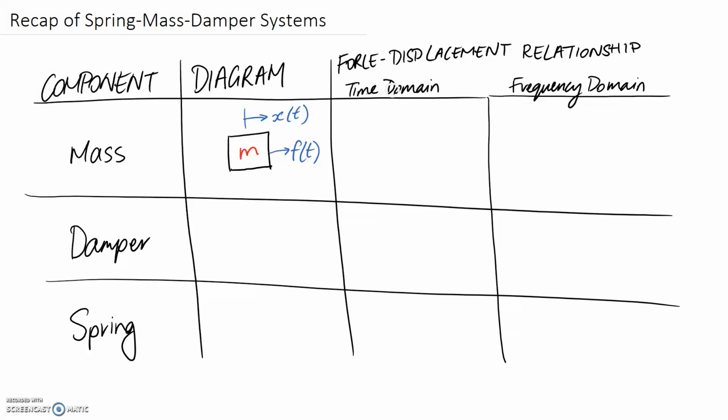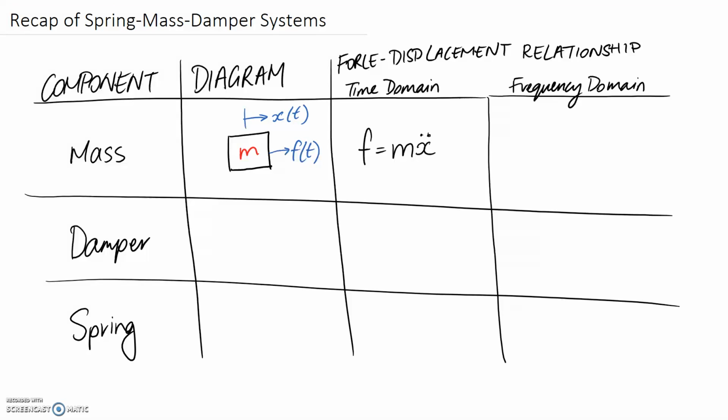and we're going to do it in both the time domain and the frequency domain. So we know that the force is equal to mass times acceleration, so we can write this as F is equal to the mass m multiplied by the acceleration of the block. If x here is the displacement, we know that acceleration is the second derivative of displacement, so it's going to be the second derivative, which we can write as x double dot.